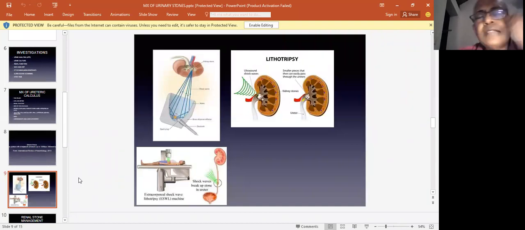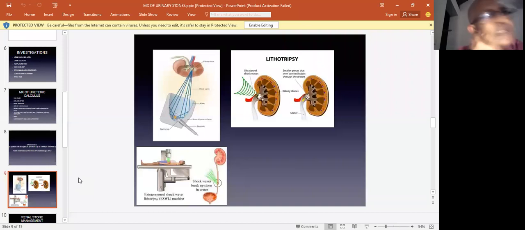It is done under local anesthesia, a little bit of pethidine if it's painful, but no general anesthesia. It's an outpatient procedure. This is found in Colombo Hospital, Galle, Kandy, and I think one in Batticaloa, and another one is being installed. I don't know whether it's already installed in Colombo South.